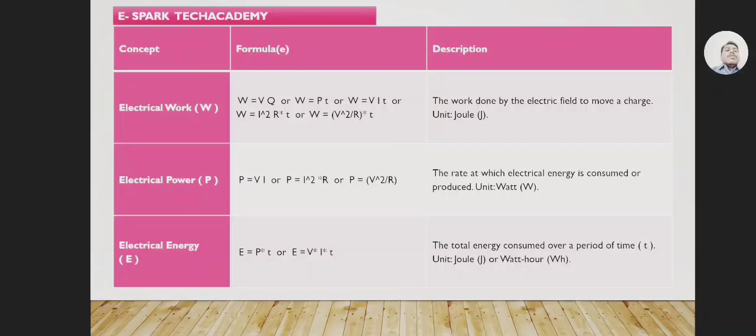And power was also explained earlier. P is equal to V into I, I square R, V square by R. Electrical energy is power into time, voltage into current into time, the total energy consumed over a period of time.